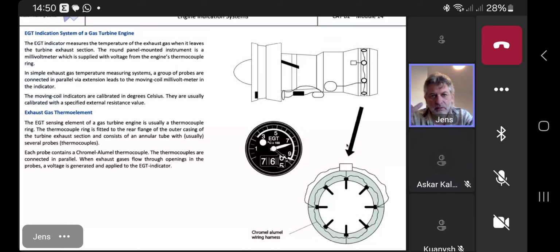Wiring replacement, use the same material because of the resistance of the material. Otherwise, you have a wrong value. We have several thermocouples in the circumference of the case. In order to always get a result or a measurement, you have to put them in parallel. Of course, very, very important.